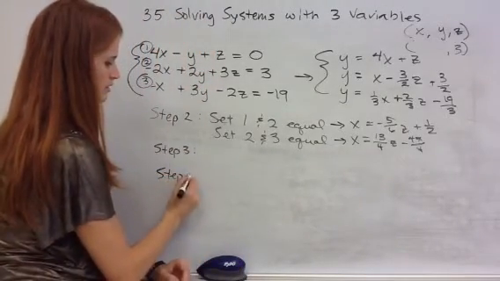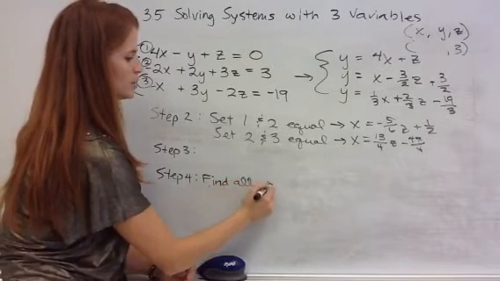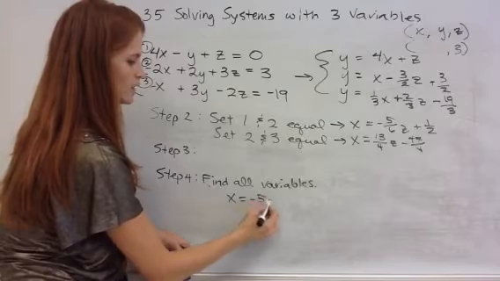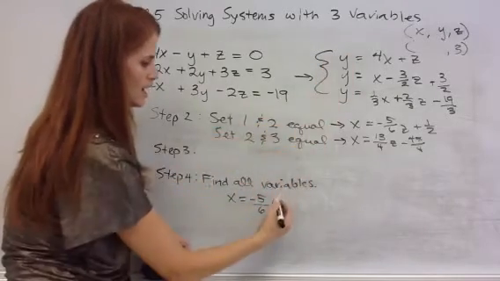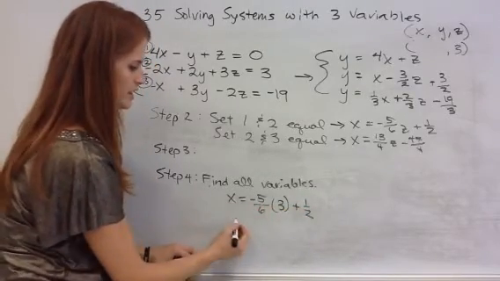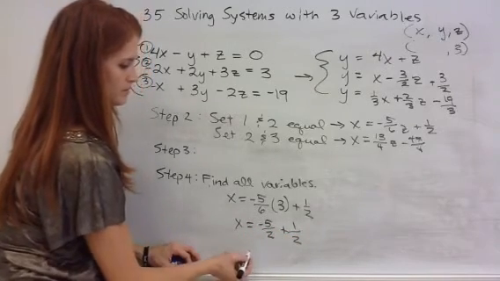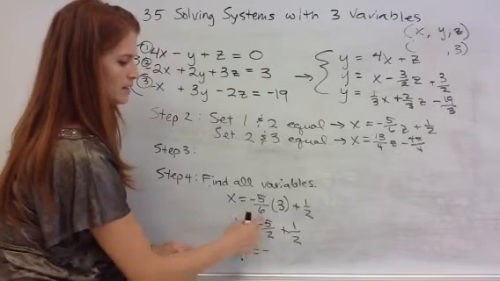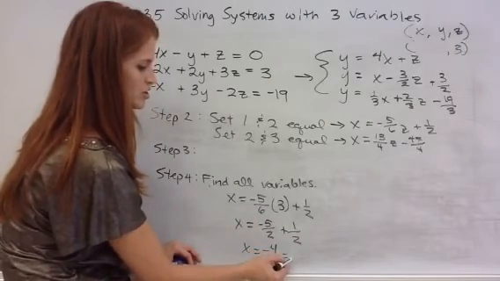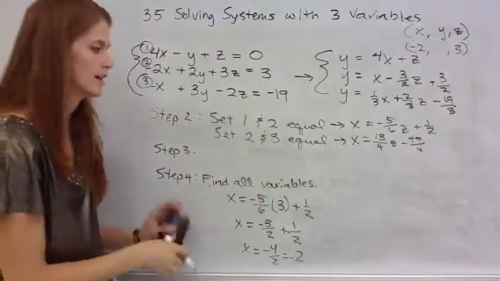This is step 4. Find all the variables. So I'm going to take this equation, x equaling negative 5 over 6 times z, which is now 3, plus 1/2. This over here is going to give me x equaling a negative 5 over 2 plus 1 over 2. When I add them, I add the numerators because they have a common denominator. It's going to give me a negative 4 over 2, which is just a negative 2. So now I know x is a negative 2. I just have to find y.